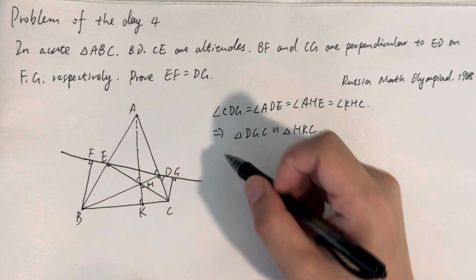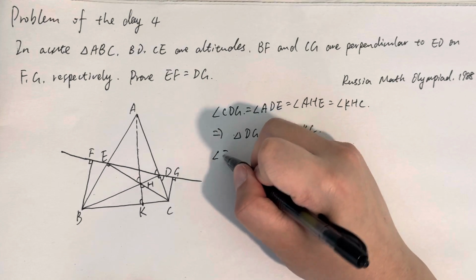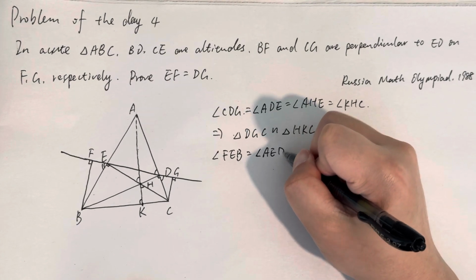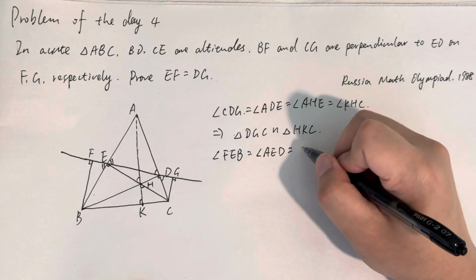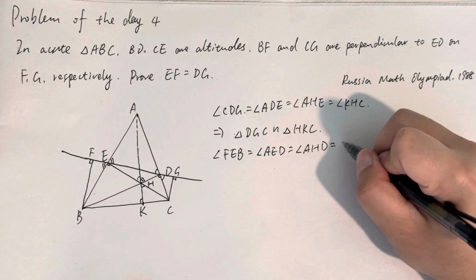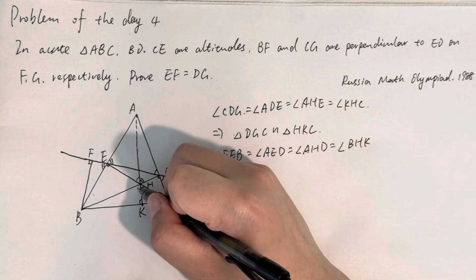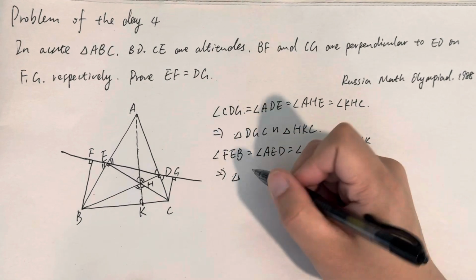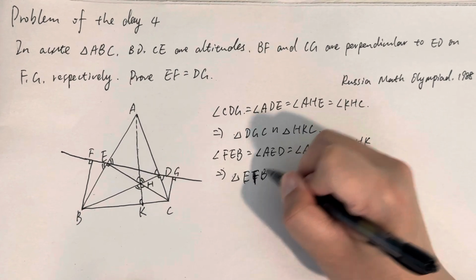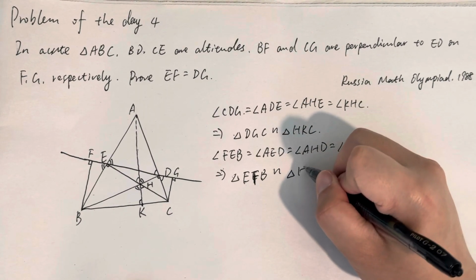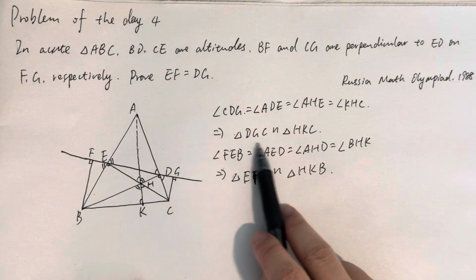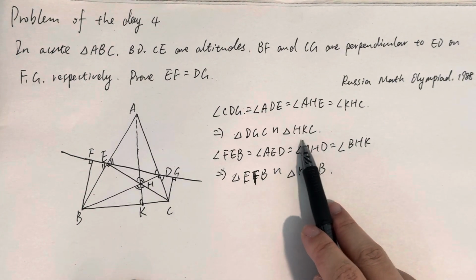Similarly, for here, we have angle FEB equals angle AED, which equals angle AHD, which equals angle BHK. Which means triangle EFB is similar to triangle HKB. So from this one, triangle DGC is similar to triangle HKC.